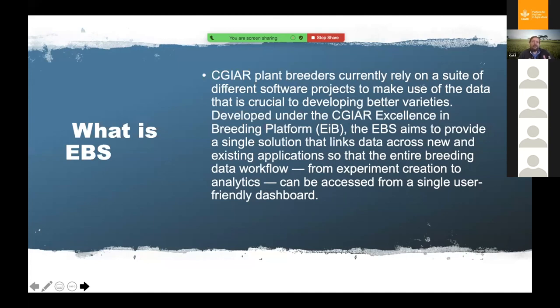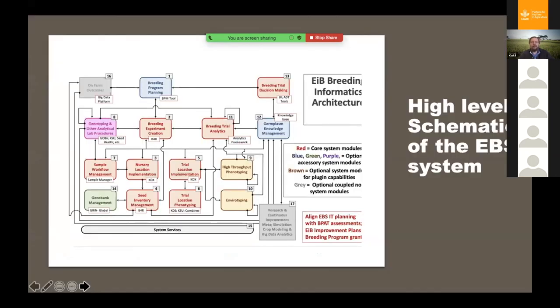Since our project works within EBS, what is that? CG's plant breeders currently rely on a suite of different software products to make use of data that's crucial to developing better varieties. Developed under the CG's EIB, the EBS aims to provide a single solution that links data across new and existing applications so that the entire breeding data workflow, from experiment creation to analytics, can be accessed from a single user dashboard. So that's the idea.